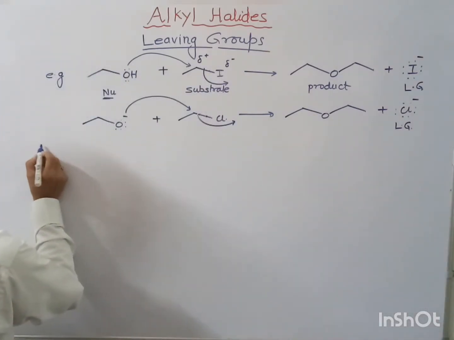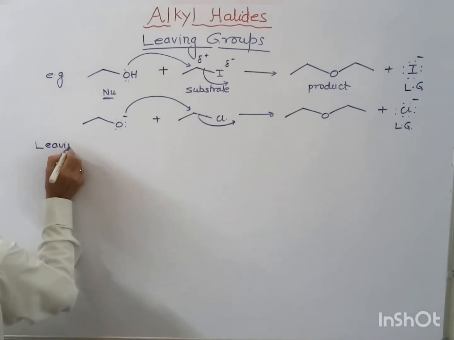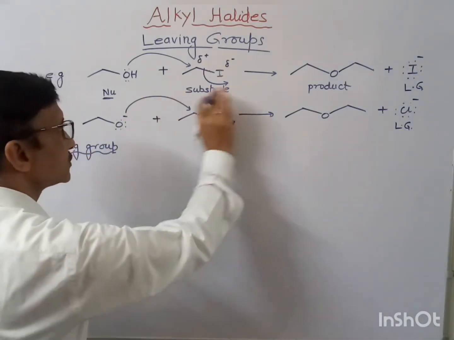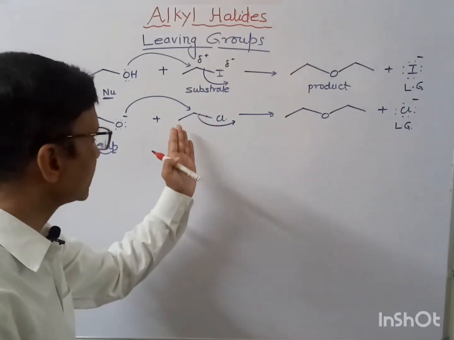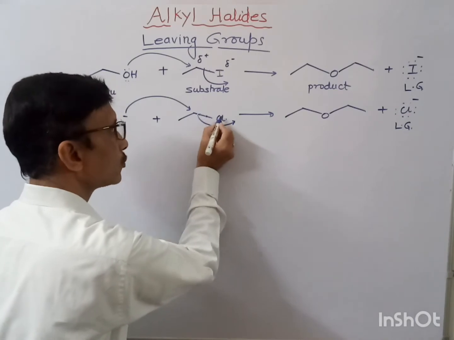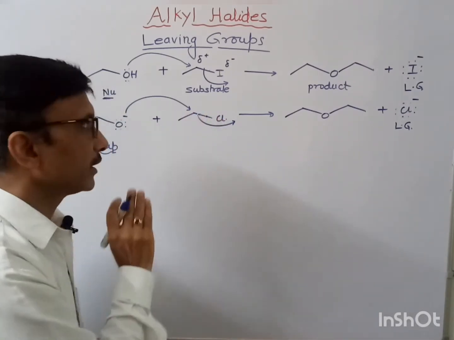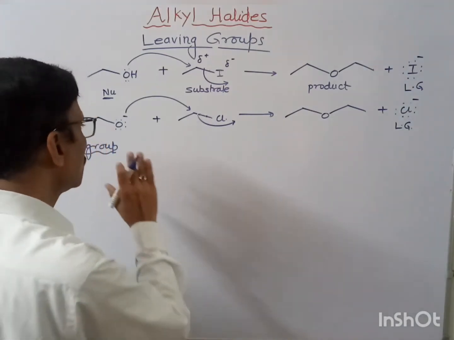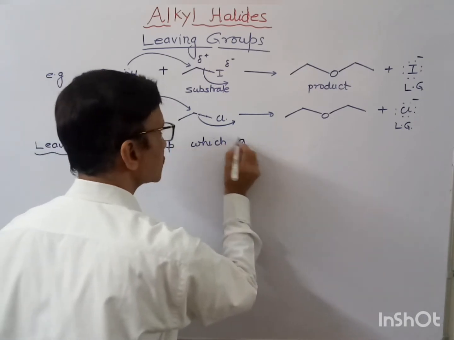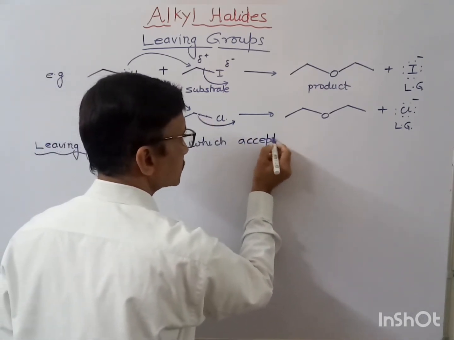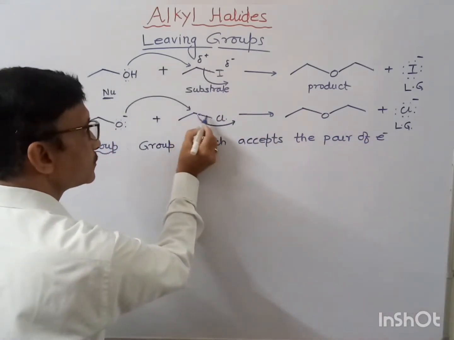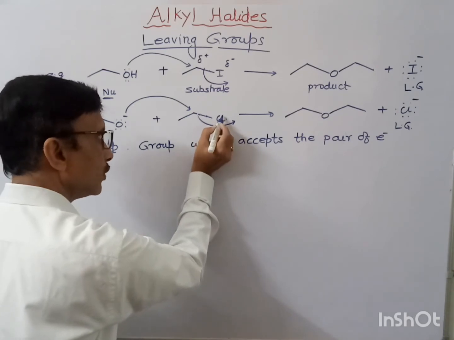So how can we define this leaving group? Leaving groups are the groups or species which accept the pair of electrons when the bond is broken. When the bond is broken between this chlorine atom and the neighboring atom, in that case the leaving group would be generated.